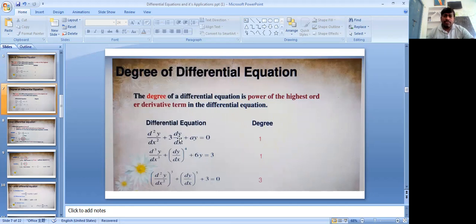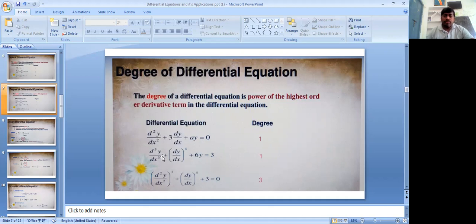d²y/dx² + 3 dy/dx + ay = 0. Here, the first and second terms involve derivatives. The first term has the highest order, that is 2. Its power is 1, therefore the degree is 1. In the same example, the order is 2 and its degree is 1.